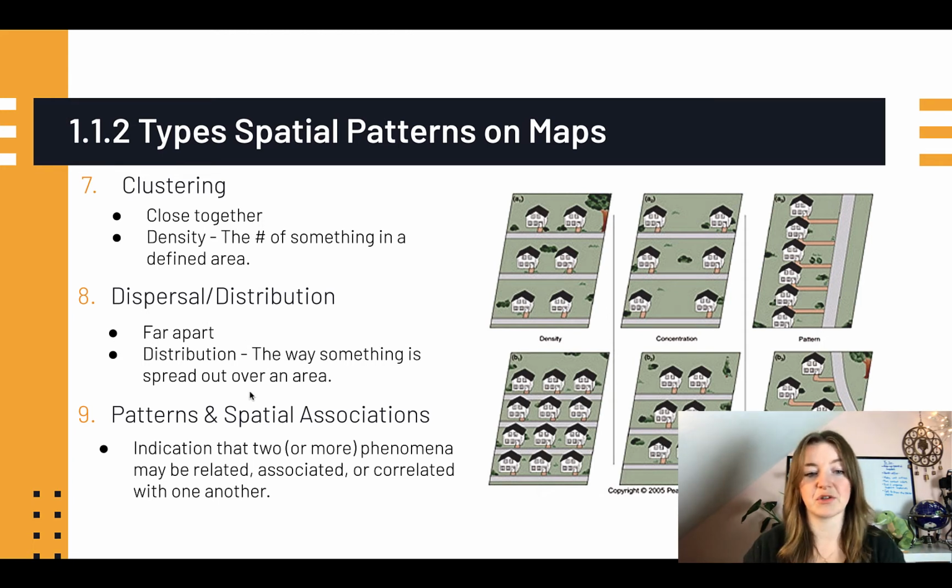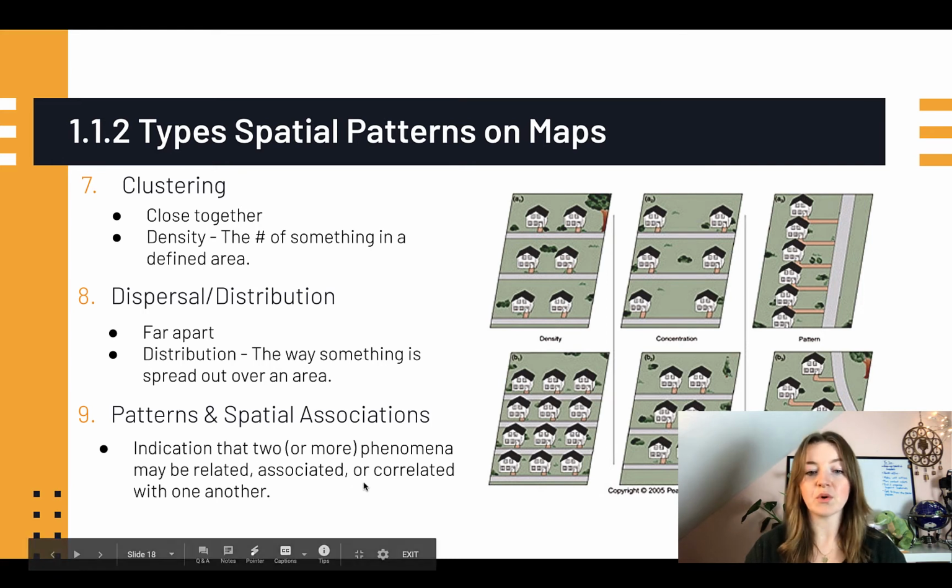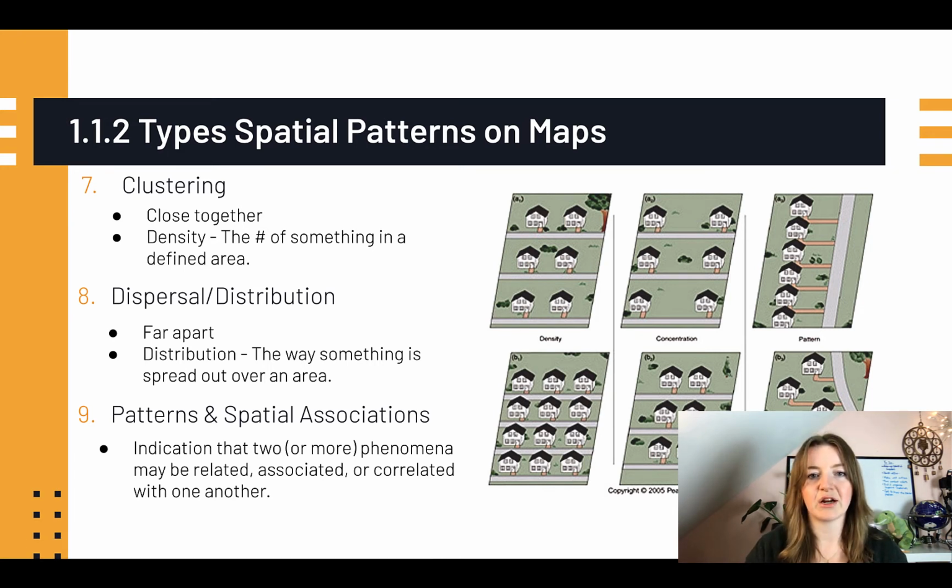And distribution is the way that something is spread out over an area. And then we have patterns and spatial associations. So this is an indication that two or more phenomena may be related, associated, or correlated with one another. If we have a whole lot of houses in one area, but we have a whole lot of stores right next to it, those are correlated. So that's a spatial association, it's a pattern association. You put grocery stores near houses because people need to go to the grocery store.